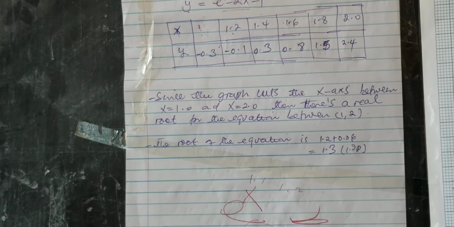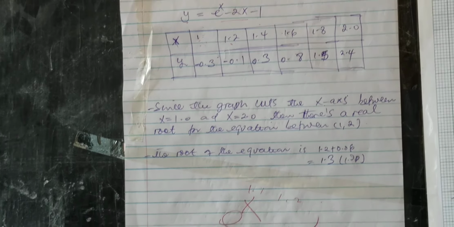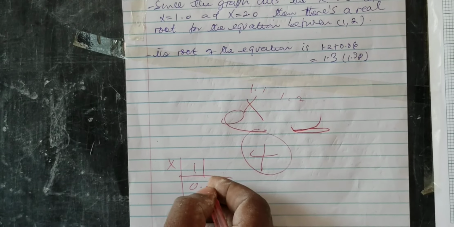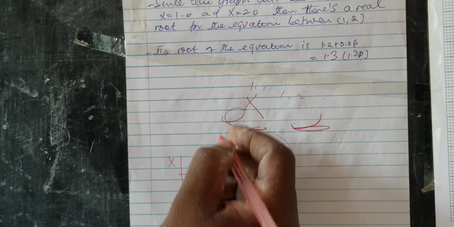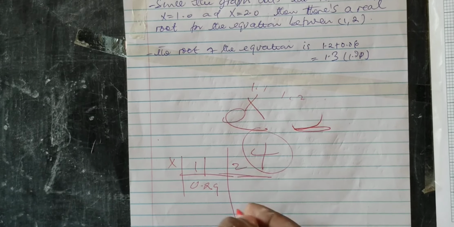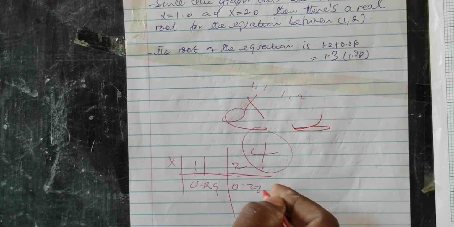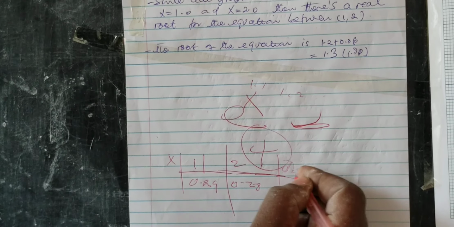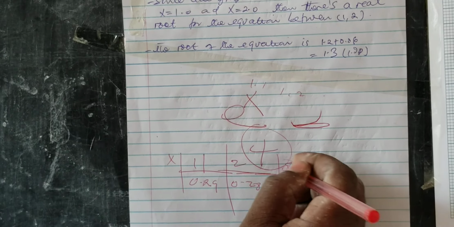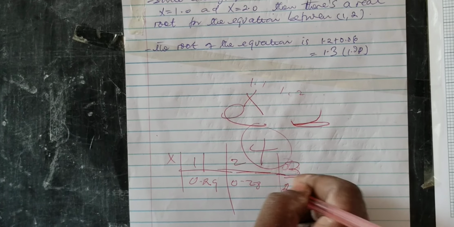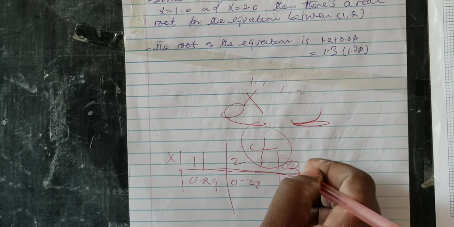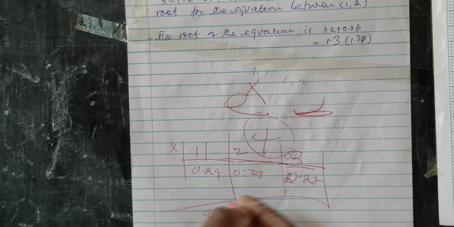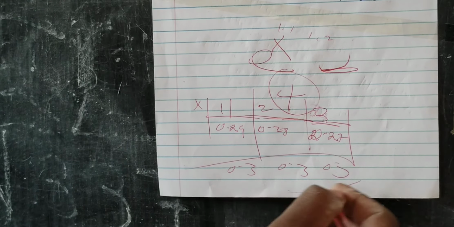You only use 2 decimal places if, for example, you substitute x is equal to 1 and you get a value like 0.29, then you substitute x is equal to 2 and you get a value like 0.28, and maybe x is equal to 3 and you get a value like 0.27. You realize that here you cannot round off to 1 decimal place and say this is 0.3, this is 0.3, this is 0.3. Your graph will not make sense.